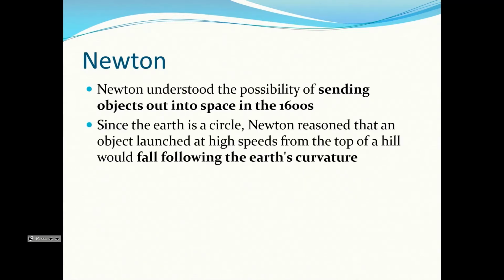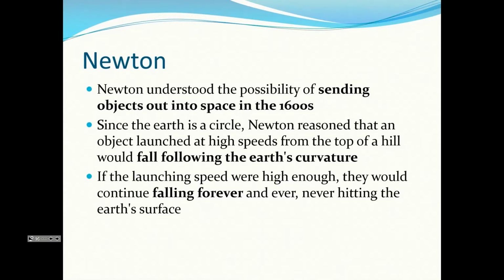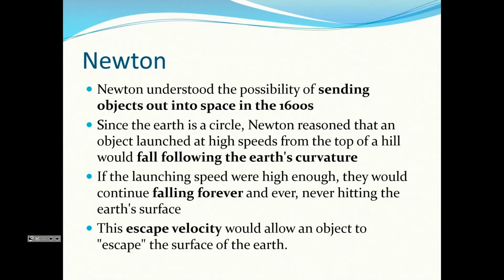So since Earth is a circle, or a sphere, but a circle in 2D, Newton reasoned that an object launched at high speeds from the top of a hill would fall following Earth's curvature. If the launching speed were high enough, it would continue falling forever and ever, never hitting the surface. We talked about this before with astronauts, and why they float in space. It's because they're falling forever and ever, and Newton figured that out. So the speed that you need to fall forever and ever, never hitting Earth's surface, is called the escape velocity. And this allows you to always escape Earth's surface because you have a big enough x component to your speed.